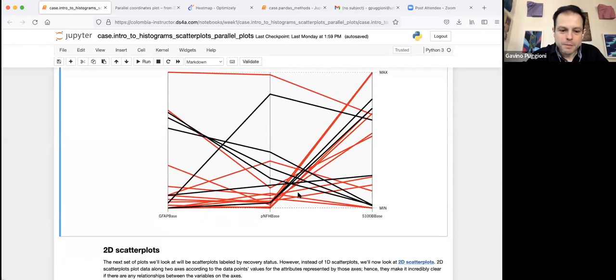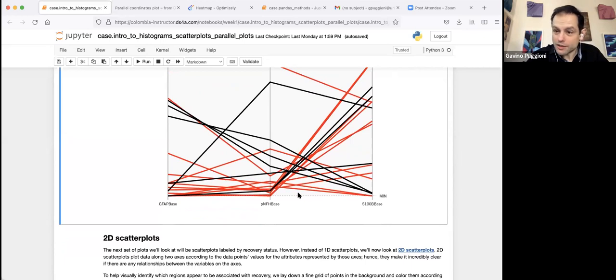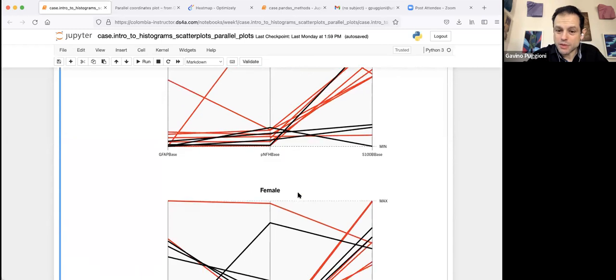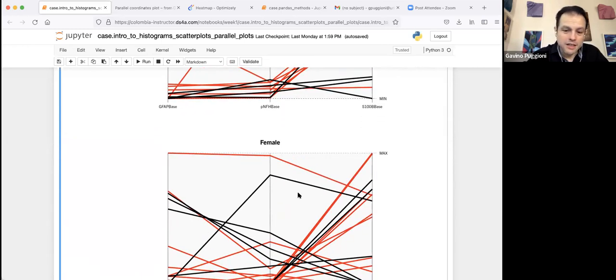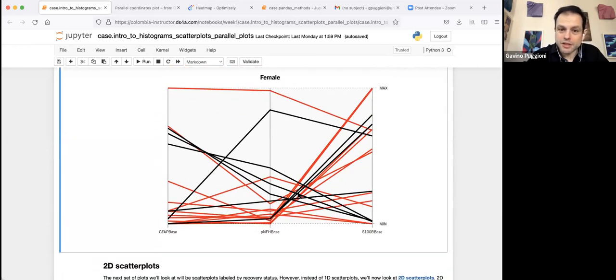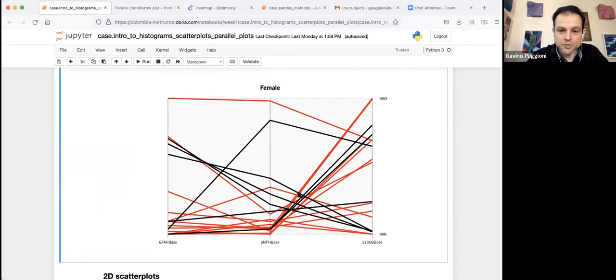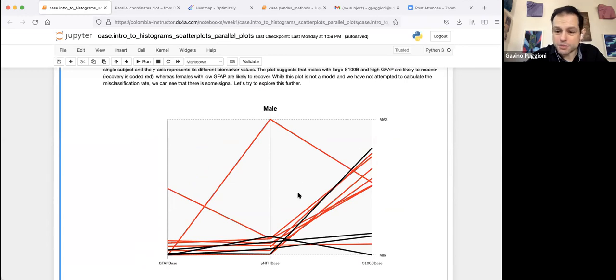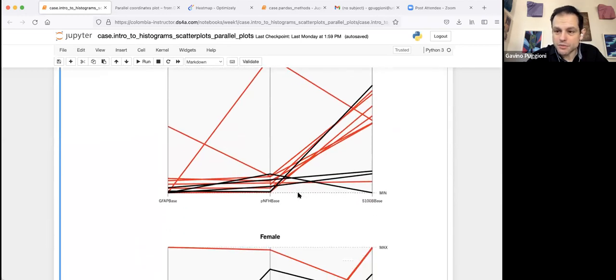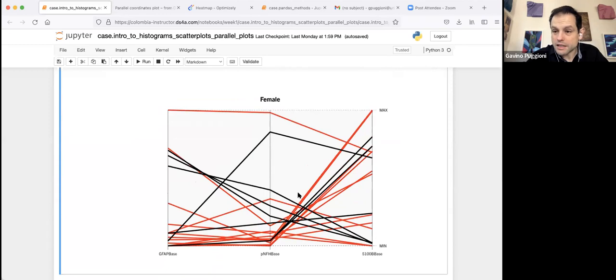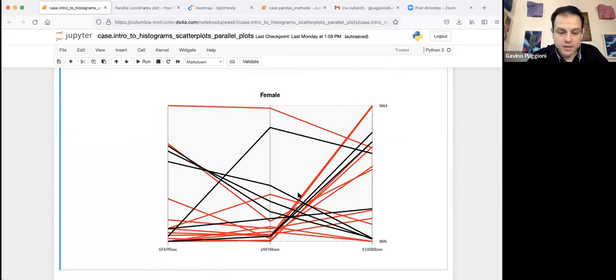So there's another way that you can look at things, and it can start giving you an insight about the differences between males and females. So indeed, they respond differently in terms of recovery to different levels of the biomarkers. Also, we can see that there is a difference in sample size between males and females. The female subset is larger in this particular case.